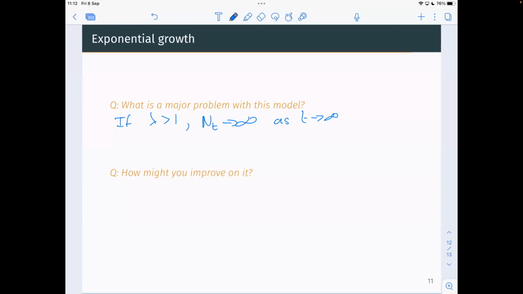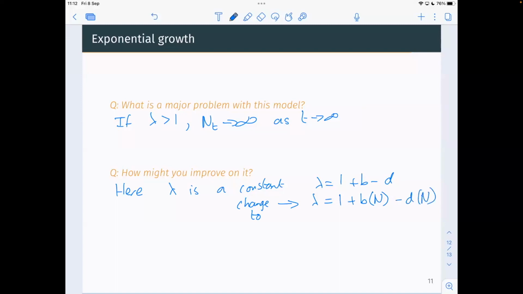Well, if we think here we have lambda as a constant. So lambda is equal to 1 plus b minus d. Okay, so one thing we could do instead is to make lambda change to something where lambda is density dependent. So remember, I referred to this lambda as being density independent because it was constant. If instead we have something more like this, so b is a function of n, and maybe d is a function of n, so our birth and our death rates depend on the number of individuals. Therefore, our net per capita growth rate depends on population size. So this is where we get our logistic growth model, which we'll talk about next time.